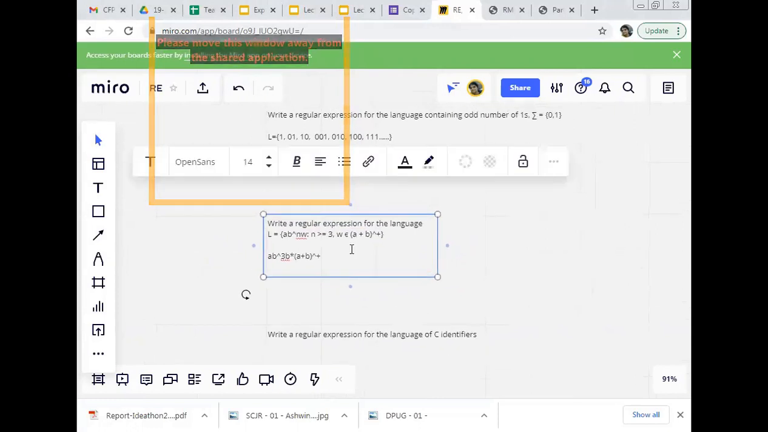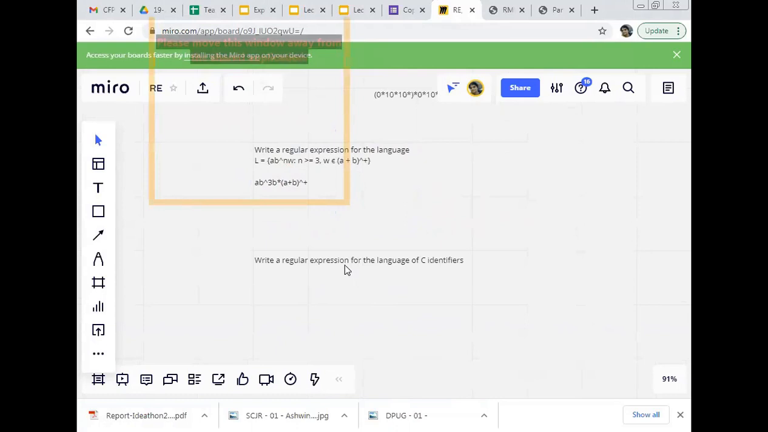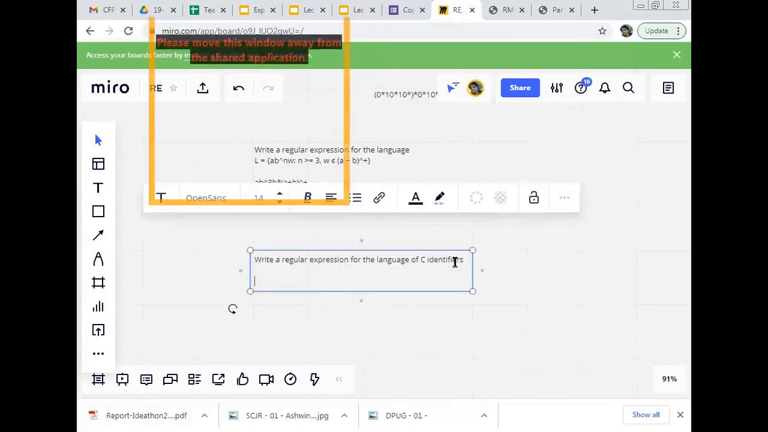Any doubt in this? Okay, shall we move on to the last example then? See, the last example is your application of RE. Write a regular expression for the language of C identifiers. This is how your compilers work.